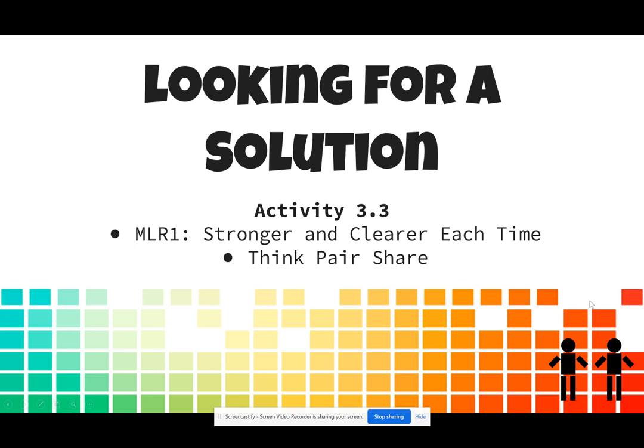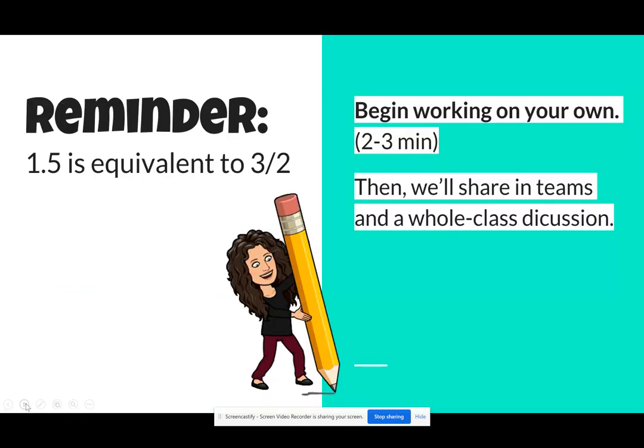Okay, so this is activity 3.3 on your worksheet. It is called Looking for a Solution. One thing to remember, 1.5 is equivalent to the fraction 3 over 2. So that's something to keep in mind. So go ahead and work on this activity, looking for a solution, and then we will go over it together.